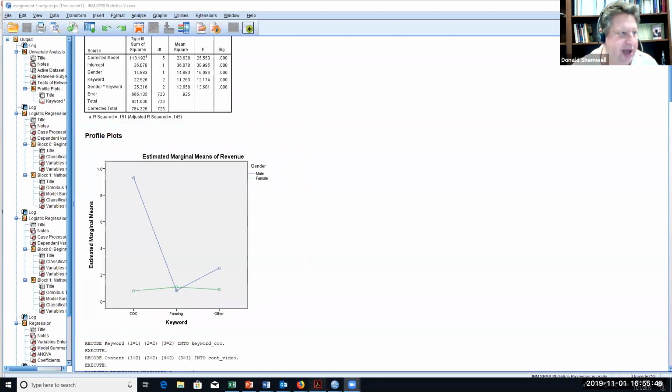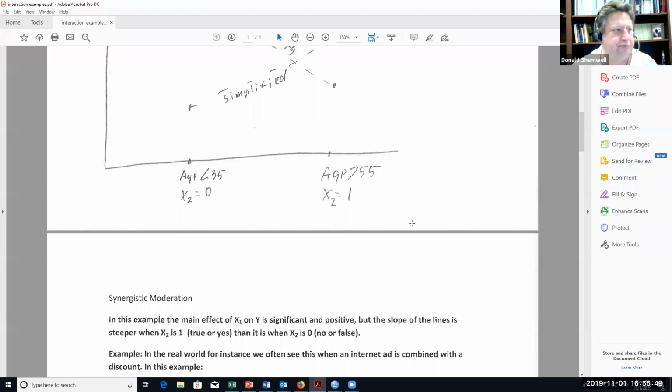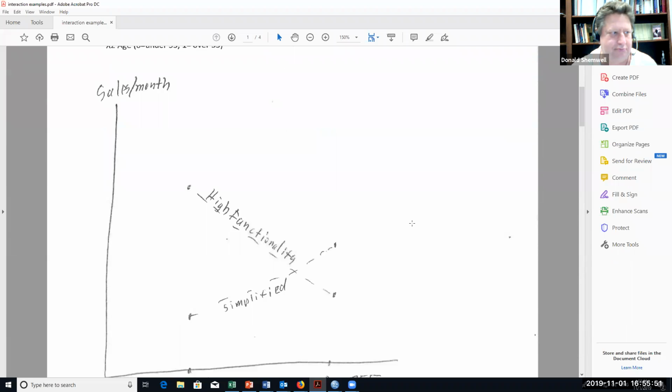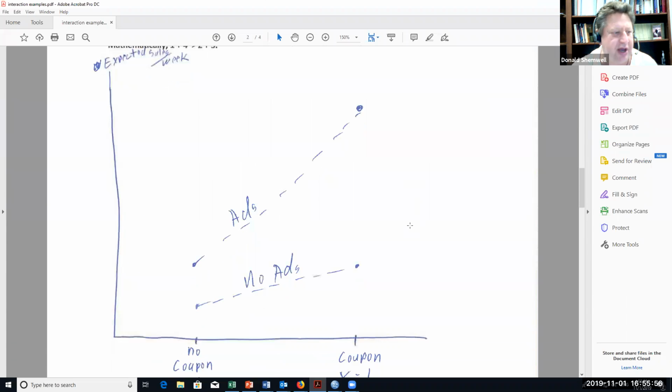I'm going to go to this example. So in this particular example, I've got some times when we give out a coupon, and there are times when we have ads. There are times when we have no ads and no coupon, times when we have no coupon and an ad, times when we have a coupon and no ad, and then finally we have a coupon and an ad.